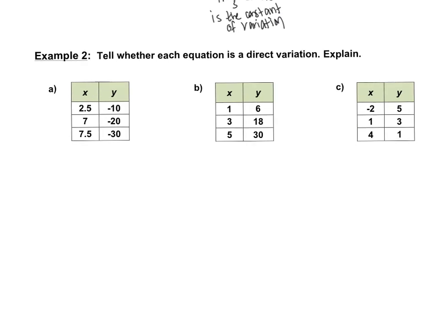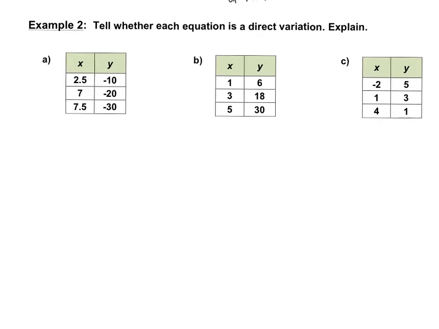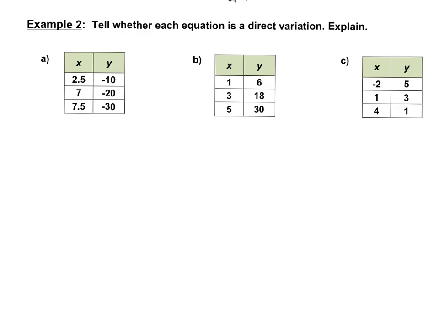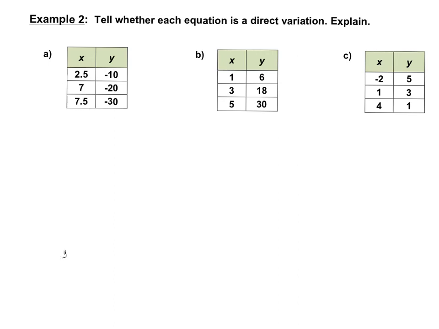Okay, tell whether each equation is a direct variation and explain. So with the table of values, it's going to be a little bit different. We're going to check every y over x for the table of values. So negative 10 over 2.5. And we're going to see if it's equal to negative 20 over 7 and see if that's equal to negative 30 over 7.5. So I'm simplifying each of these now because what this y over x is, it's really determining what the k equals. And I'm trying to see if these all have the same k, the same constant of variation.